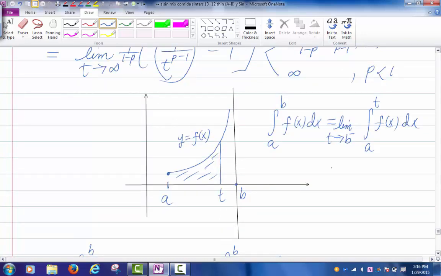Right here. So this is a type 2 improper integral. I have a discontinuity at the right end point of the finite interval.